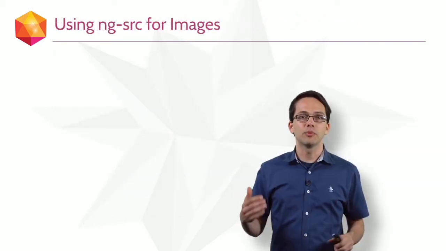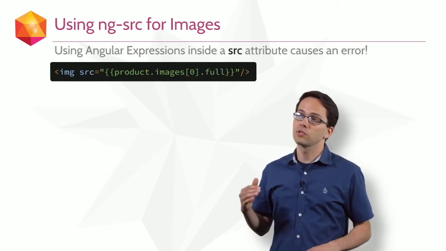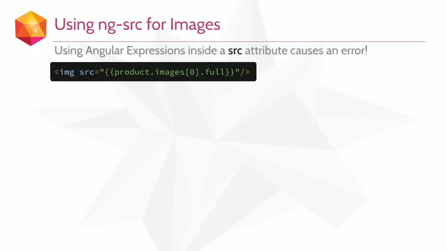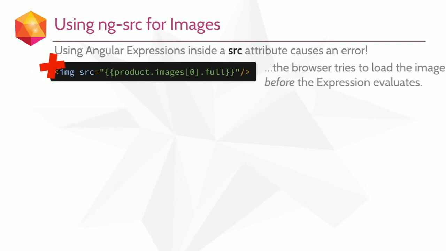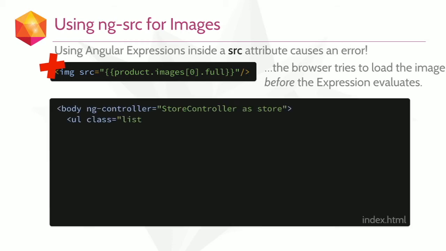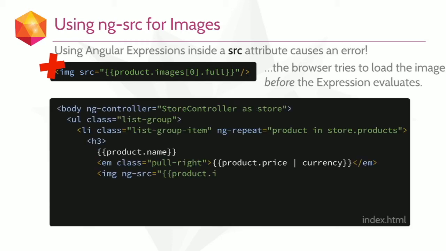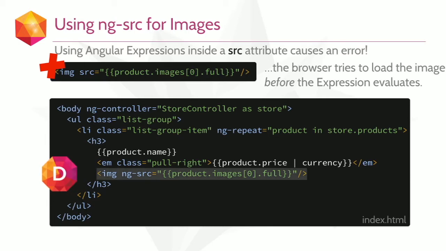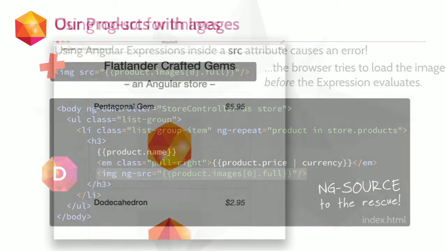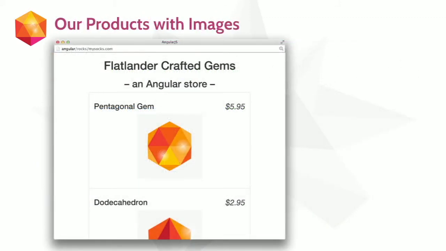If we took that and put it as an expression inside the source attribute of an image tag, well, it wouldn't work. The browser tries to load the image before the expression evaluates. So to print out this image, we need to use the ng-src directive, like you see here. Then if we jump back into our browser, we can see that all the images are showing properly.